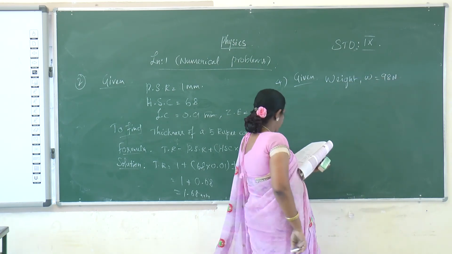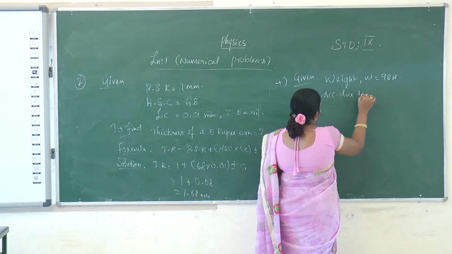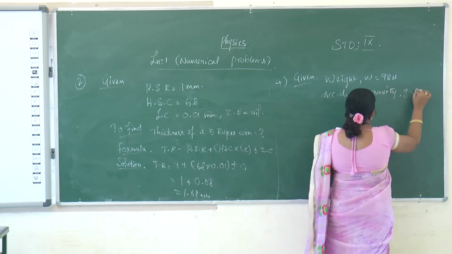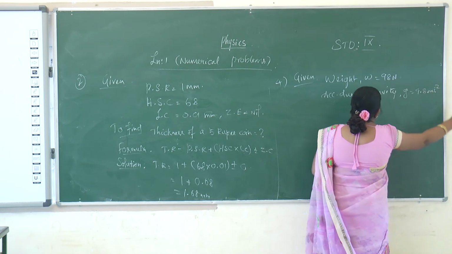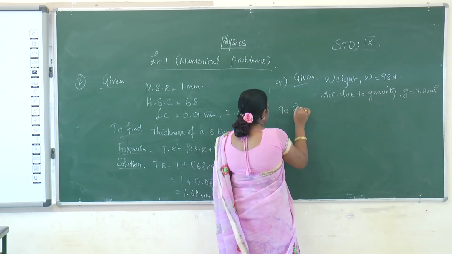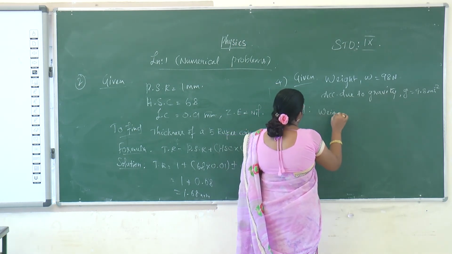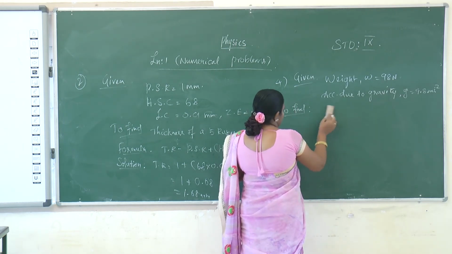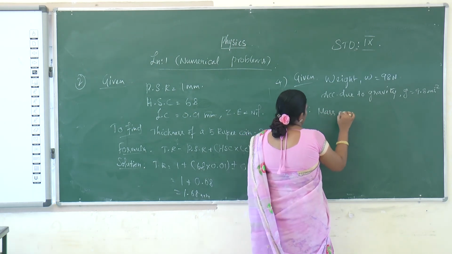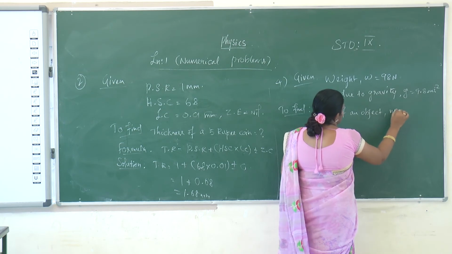But then already you know the acceleration due to gravity value g is equal to 9.8 meter per second square. What will we find in this problem? To find: the mass of an object, m is equal to question mark.